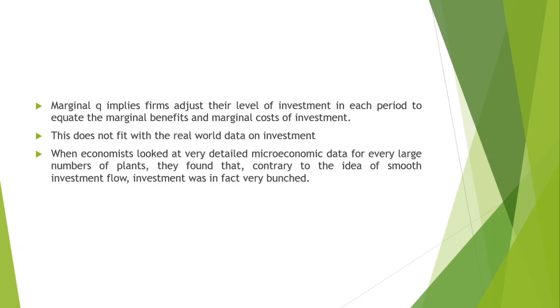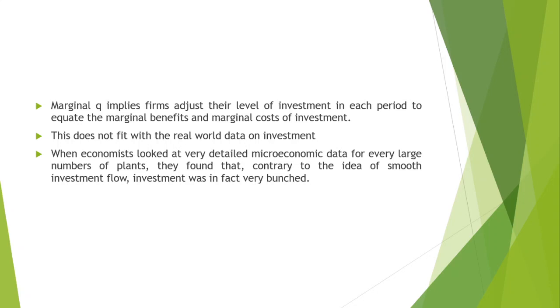Marginal Q implies firms adjust their level of investment in each period to equate marginal benefits and marginal cost of investment. So every year or every period, what happens? The level of investment is adjusted so as to equate marginal benefits and marginal cost of investment. This does not fit with the real world data on investment. So theoretically this is correct, but when economists looked at very detailed microeconomic data for a very large number of plants, they found that contrary to the idea of smooth investment flow, investment was in fact very bunched.